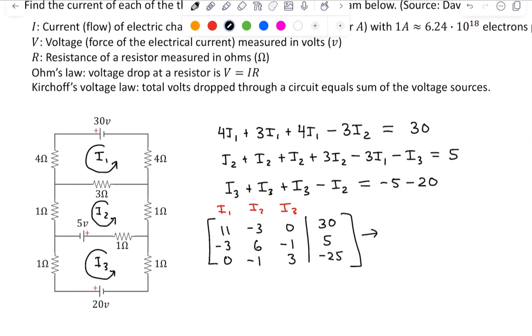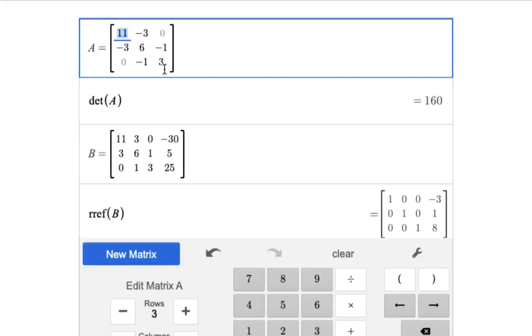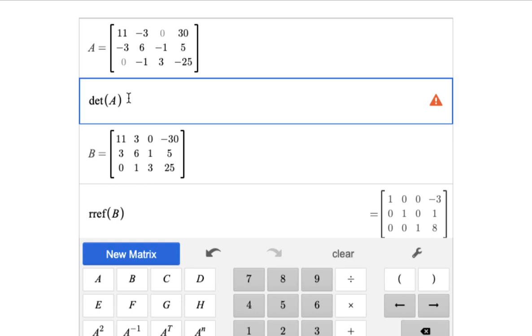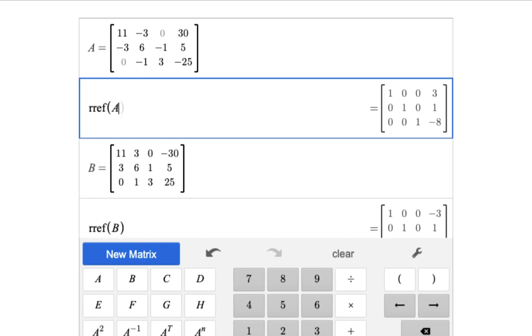We'll use technology now to convert this to reduced row echelon form. First of all, notice that the coefficient matrix, which is square, has a determinant that's not 0. Therefore, we know that this will have a unique solution. So I'm going to go back up to A and augment it by adding a column. And now let's put in the constant vector, which was 30 and 5 and negative 25. The determinant of this matrix no longer makes sense because A is not square, but let's go ahead and put it in reduced row echelon form, and we get the following result.